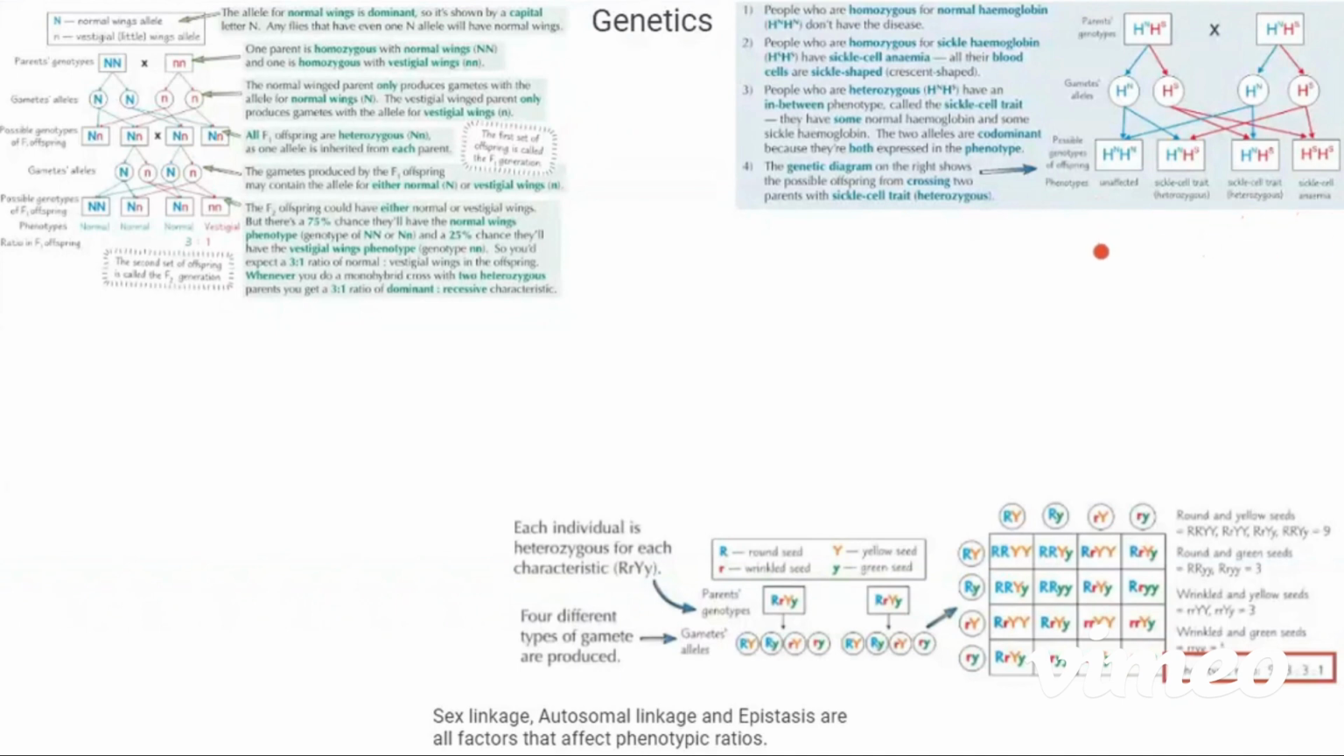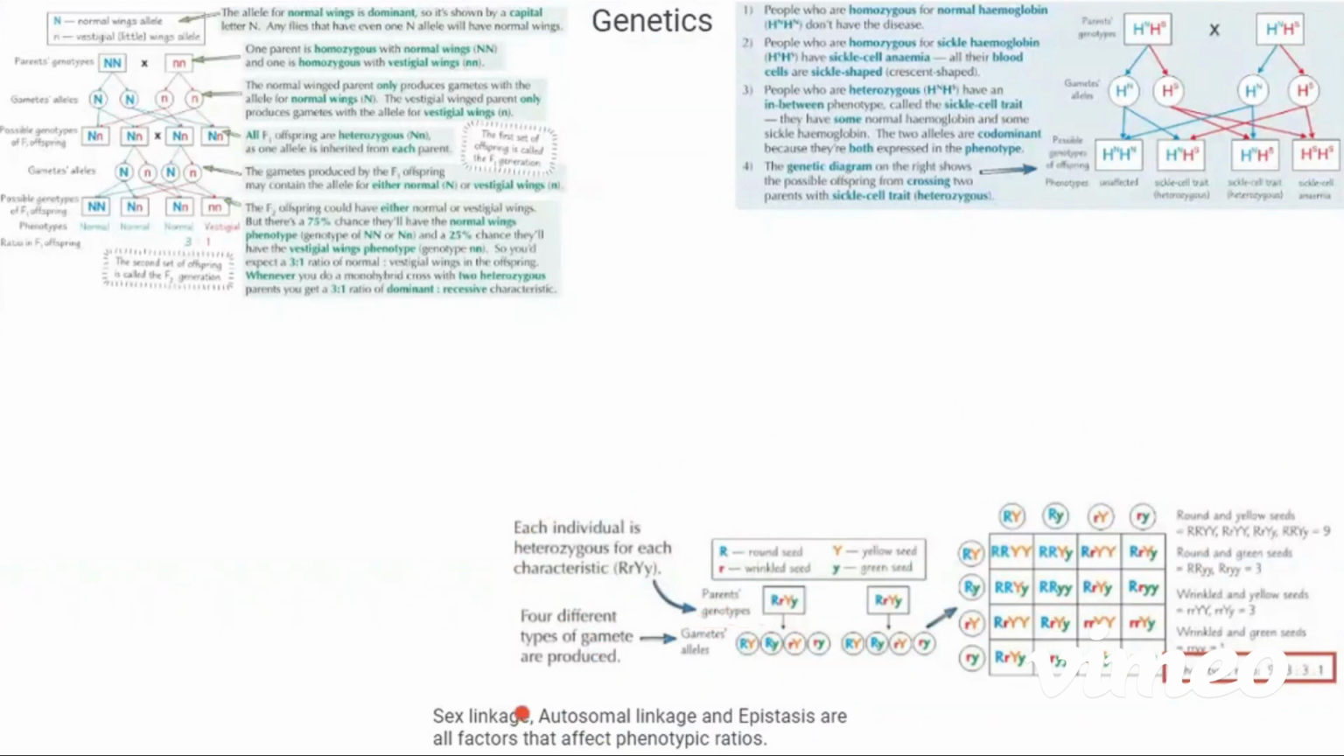Dihybrid crosses help you work out the chances of offspring inheriting different combinations of characteristics. They show how two different genes are inherited at the same time. The diagram below shows how the texture and color of pea seeds is inherited. Dihybrid crosses work with codominant alleles, but the phenotypic ratio produced is different.